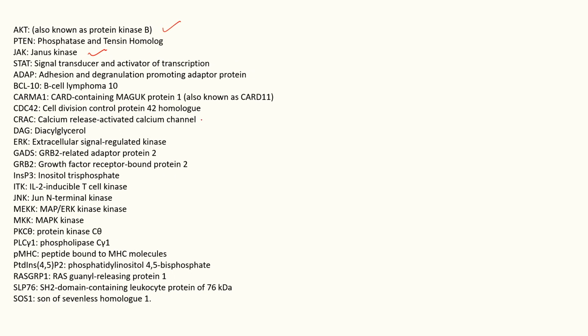There is one called CRAC, which is the calcium release-activated calcium channel. This is a channel which can allow calcium entry. There are multiple processes in the cell which can cause disturbances in the calcium homeostasis. In general, the storehouse of calcium in a cell is the endoplasmic reticulum. Once there is any deviation in the cellular homeostasis, the calcium oozes out from the endoplasmic reticulum, and once it comes out, it can activate multiple pathways.